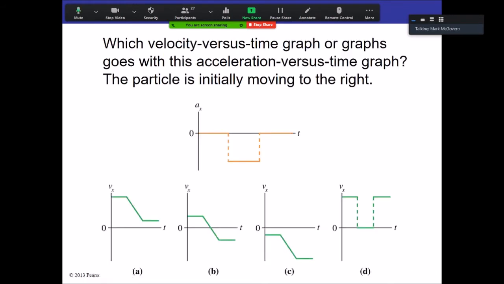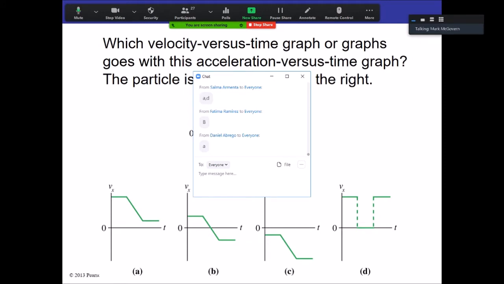This question here is hard. I'll just preface this by saying it's pretty darn hard. We have an acceleration graph that shows a zero acceleration for a while, then instantaneously a negative acceleration for a time, and then back to zero. So which acceleration versus time graph or graphs would work here? Notice I'd say graphs. Maybe more than one works.